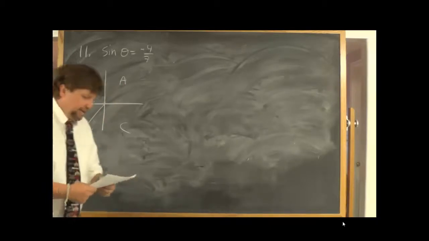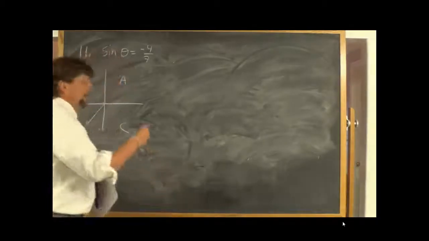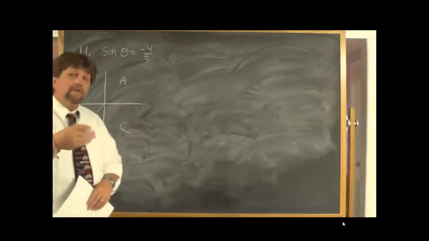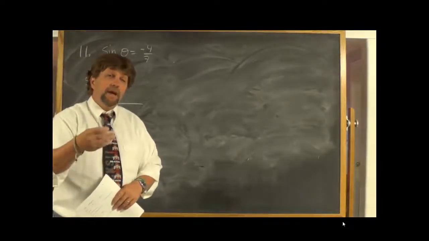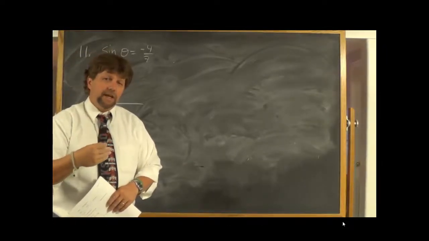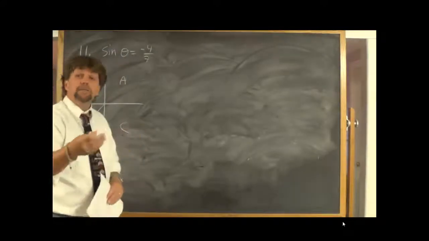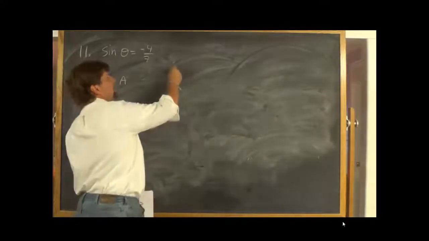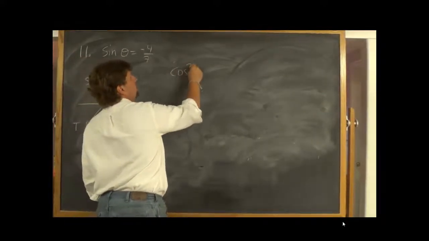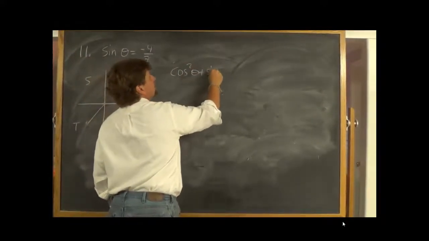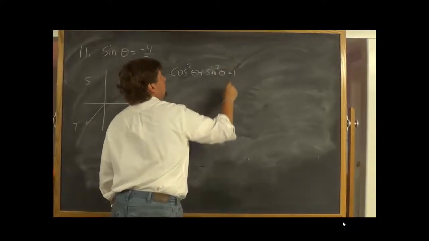So how does that help me? Folks, if I ever know the value of sine, and I need to get the value of cosine, I'm going to use the Pythagorean theorem identity. It's called a Pythagorean identity. Cosine squared plus sine squared equals 1.